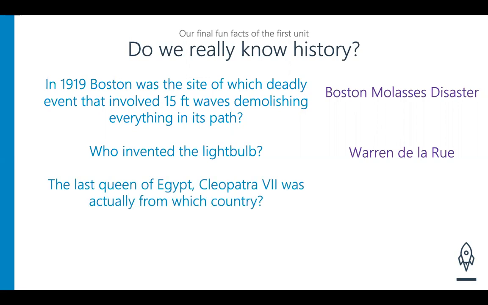Let's keep going. The last queen of Egypt, Cleopatra the 7th, was actually from which country? Is this a trick question? Anybody know this one? I would say Egypt. Was it Rome? Oh, that's what I was going to say. It's very close. Yes, it's from Greece. She was the last queen of Egypt, and she was from Greece. Just came in and took the country over. Look at that. All right.